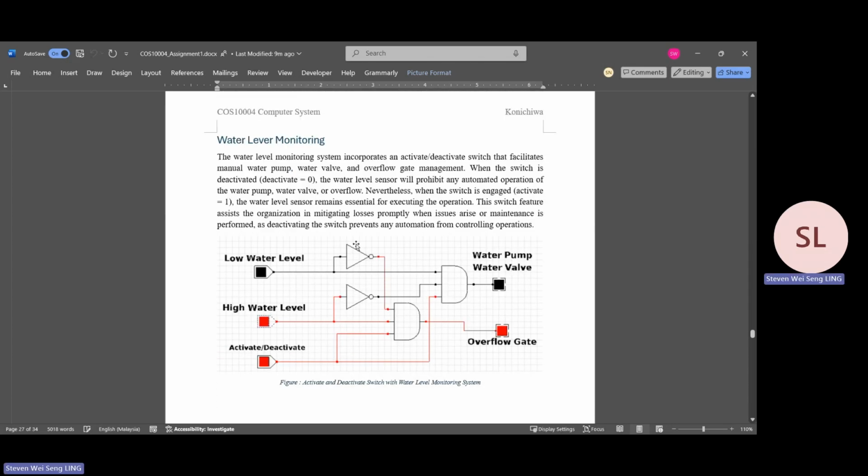Now we have the water level monitoring. The water level monitoring system includes a manual switch for managing water pumps, water valves, and overflow gates. When the system is deactivated, it stops automatic operations, preventing activation of these components. When the system is activated, it functions normally based on sensor inputs. This helps quickly mitigate issues during maintenance or emergencies.